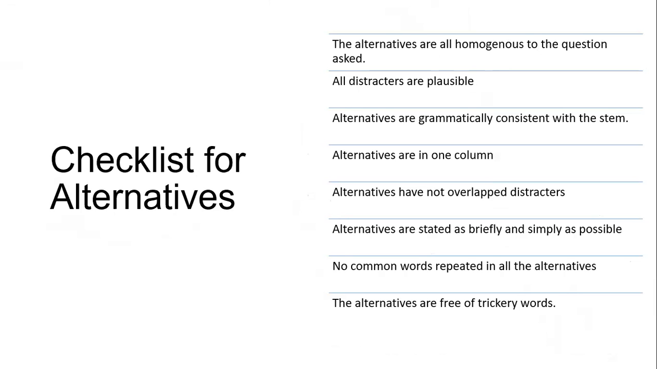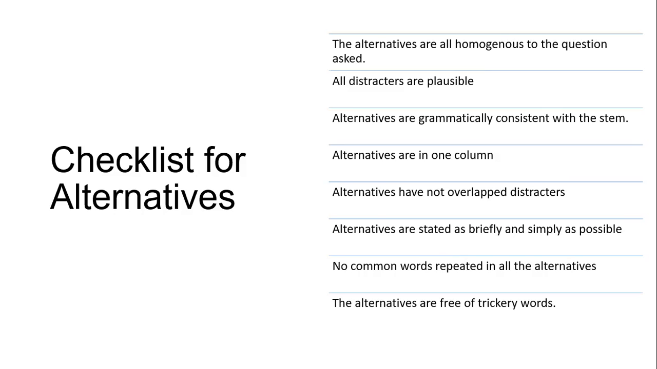Checklist for alternatives. First of all, alternatives are all homogeneous to the questions asked. If you ask about, for example, helminths, the alternatives should be for helminths. If you ask about a bacteria, the 4 alternatives should contain bacteria, and so on.